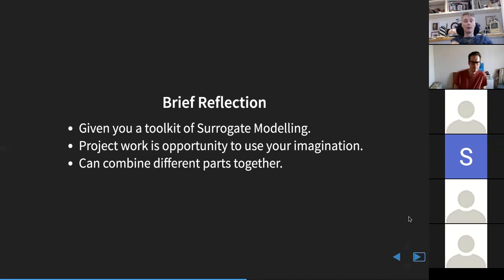Now, when it comes to project work, we want you to use your imagination. We're going to try and help stimulate that imagination through the guest lectures and through your input. Remember that you've got the opportunity to share your interests with us through the Google form on Moodle.